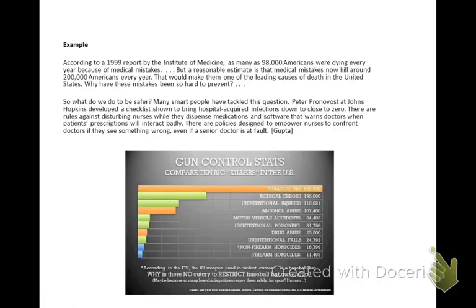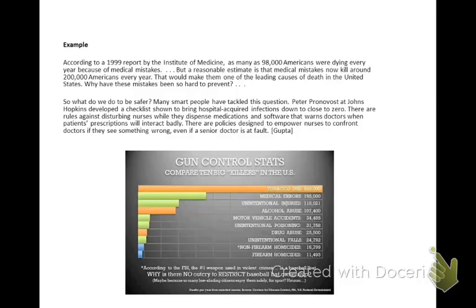According to a 1999 report by the Institute of Medicine, as many as 98,000 Americans were dying every year because of medical mistakes. But a reasonable estimate is that medical mistakes now kill around 200,000 Americans every year. That would make them one of the leading causes of death in the United States. Why have these mistakes been so hard to prevent? So what do we do to be safer?